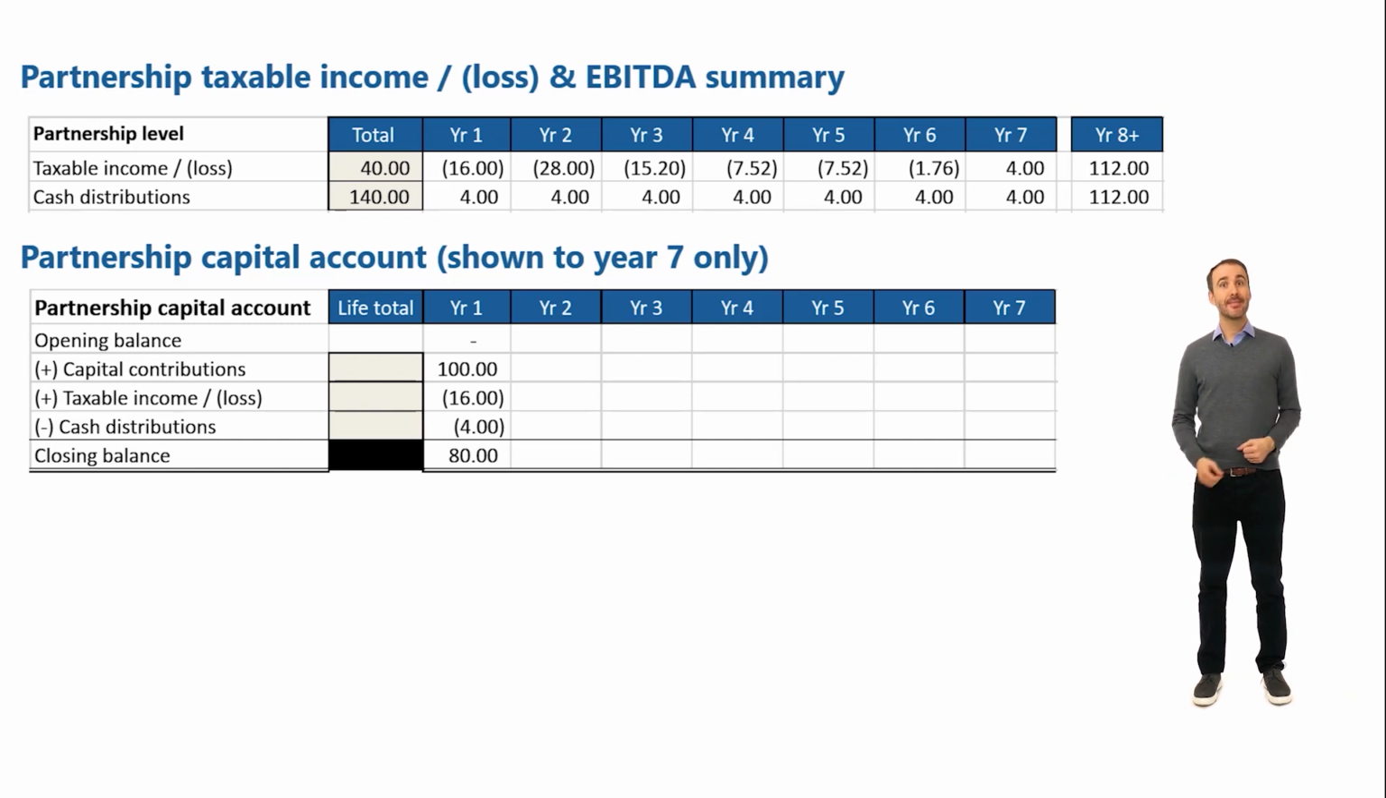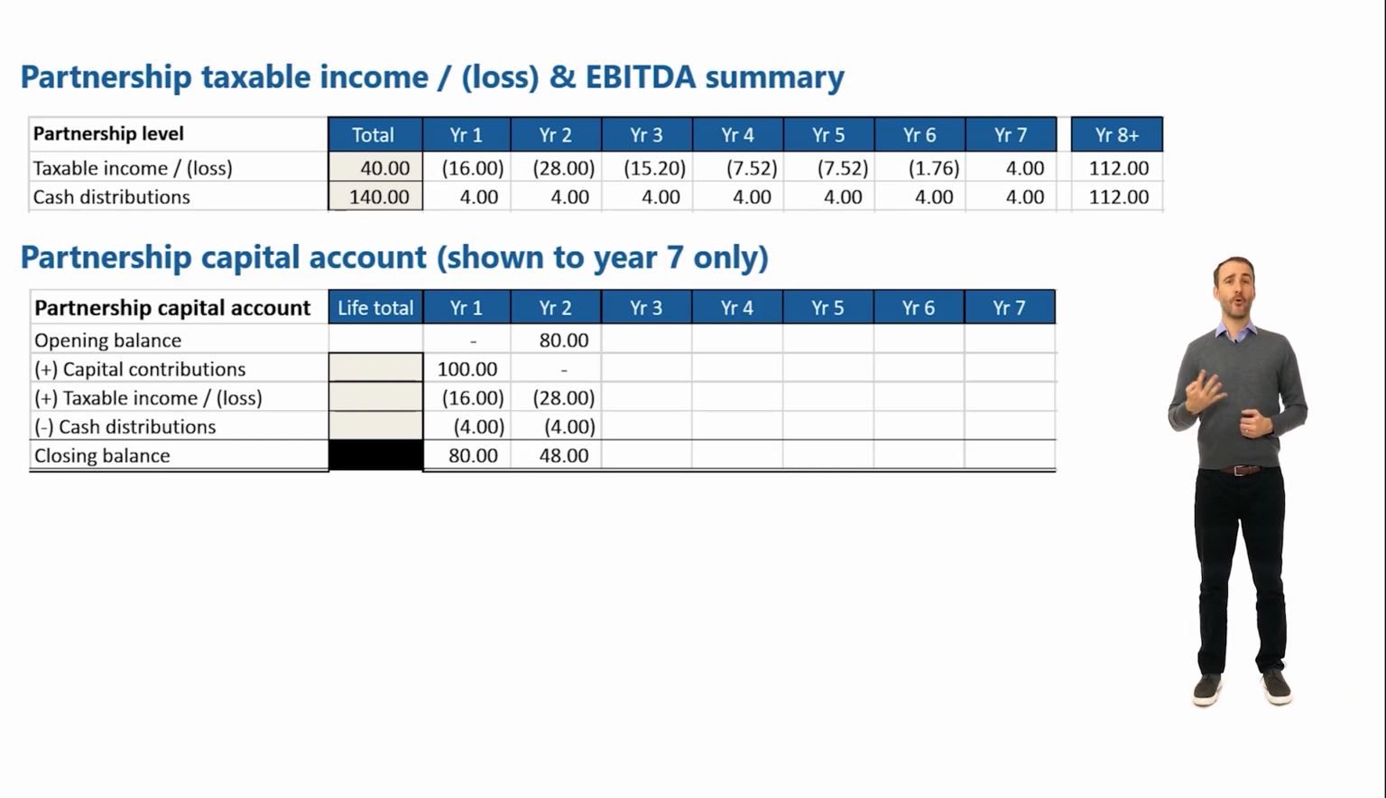Year 2 starts with an opening balance of $80 million. That's the balance at the end of year 1. And the investment occurred in year 1, so there's nothing to add here in year 2, but we do again take a loss of $28 million and bring down negative $4 million of cash distributions to end up with a closing balance of $48 million. The losses and distributions are reducing the basis of our capital account.